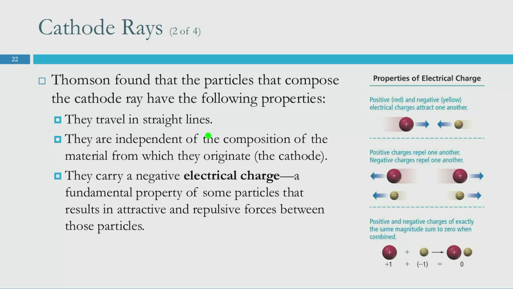They travel in straight lines. So they're just one straight line. They're independent of the composition of the material from which they originate. So you can use anything for your cathode. Any material can make cathode rays. It wasn't like one particular special thing. He could use different things for his cathode. And they carry a negative electrical charge, which is why they were traveling from the negative side. They're getting repulsed by the negative side and being drawn towards the positive side.